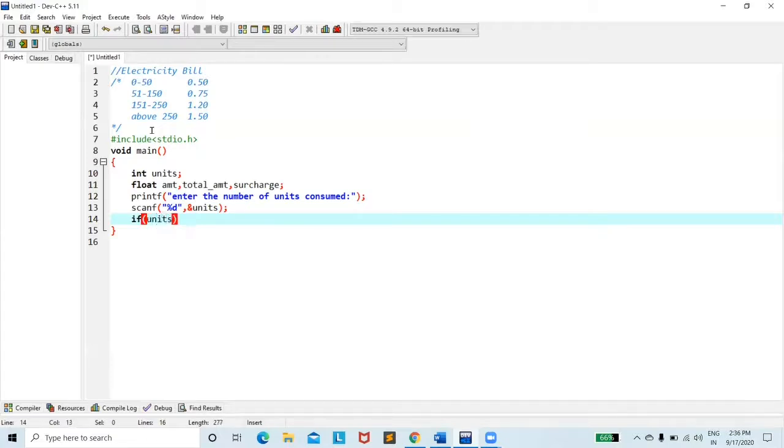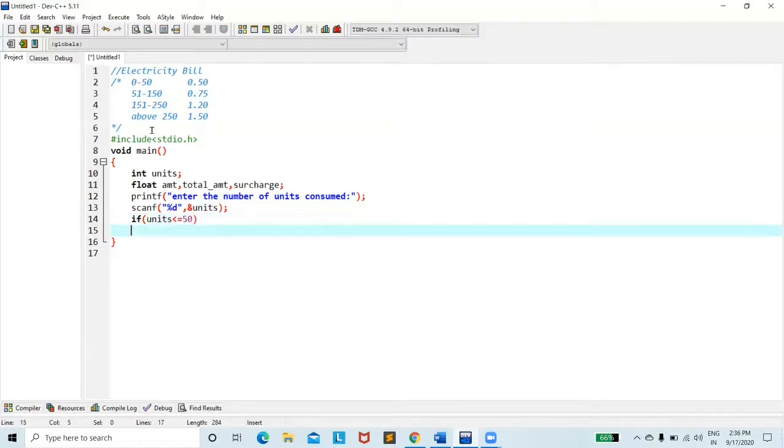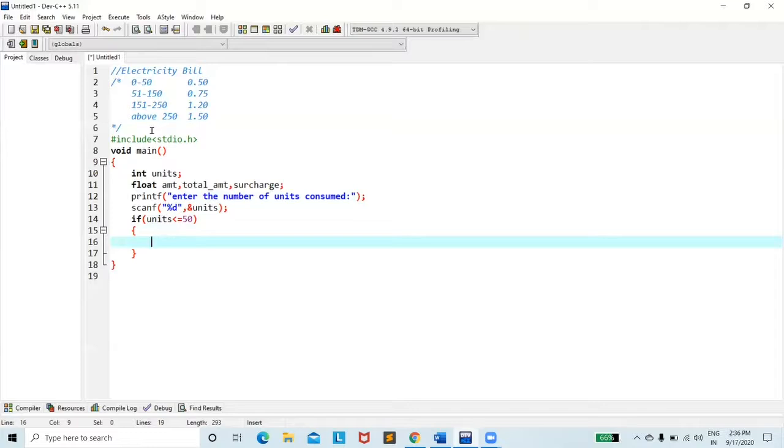So if the units is less than or equal to 50, what will be the bill? Amount equal to units into, what's the price for 0 to 50? 0.50. You can, if you want, declare units also as float instead of int. That doesn't matter.